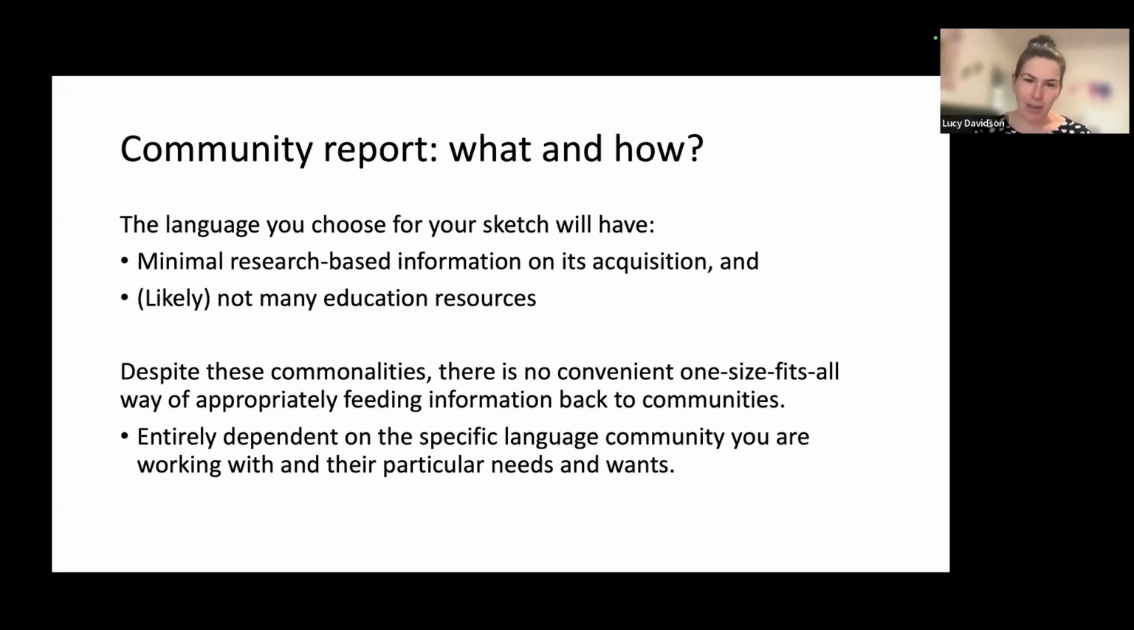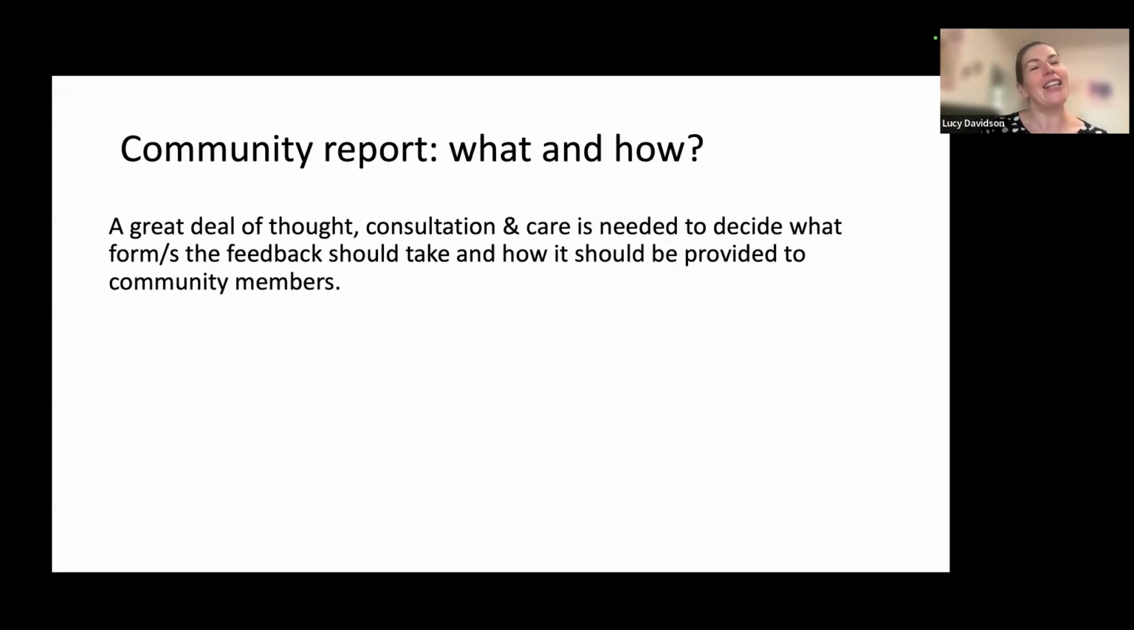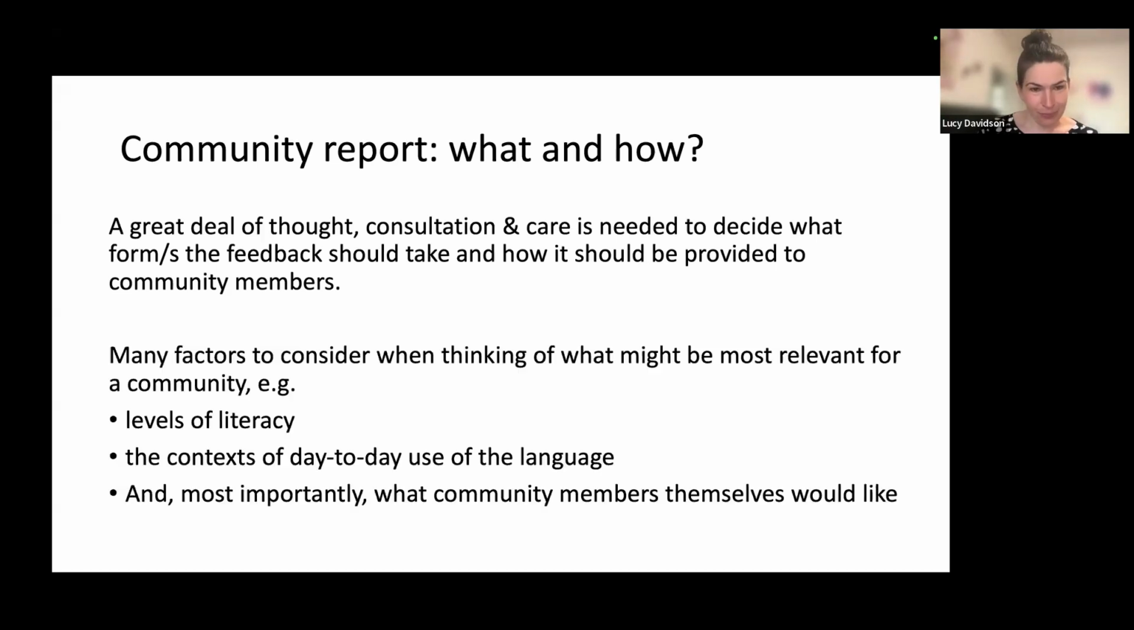It is entirely dependent on the specific language community you are working with and their particular needs and wants. So we can't just give you a template that you can use. That'd be very easy. So a great deal of thought and consultation with community members and care is needed to decide what form or forms your feedback should take and how it should be provided to community members.